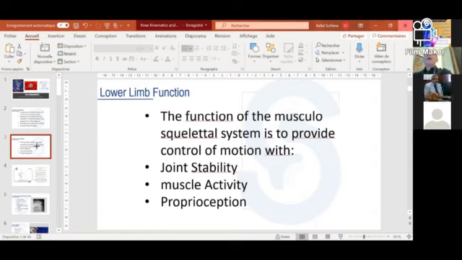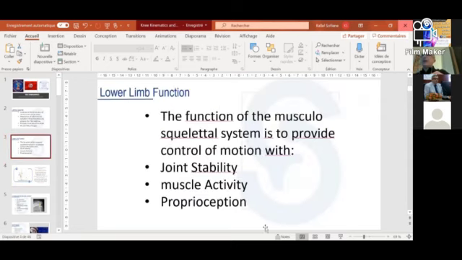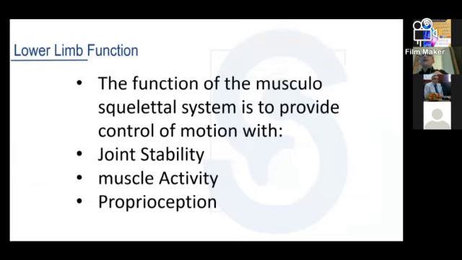which is the proprioception. Sorry, Prof, can you make it full screen, please? Is it full screen now? Yes, thanks. Okay, it's full screen. Yes, sir. Now it's full screen. Yes, perfect.